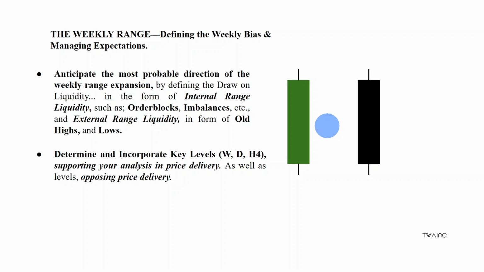After you anticipate the most probable direction, you need to determine key levels. And what would these key levels do? You are looking for key levels supporting your analysis and price delivery, as well as levels opposing price delivery. So while you are looking for levels to support price delivery, you also want to look at levels where, when price gets to them, you may have some short-term resistance, depending on where we are in the dealing range we are currently trading into.